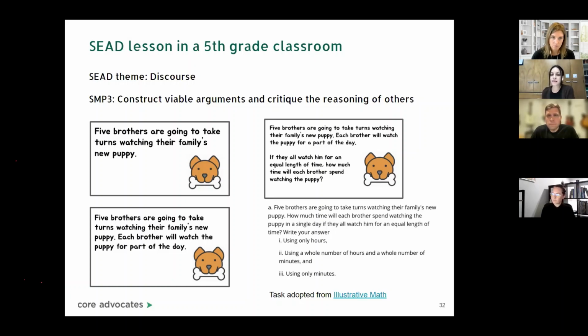I decided to take that section out of my problem and make it more open-ended so that naturally students were writing their responses in different ways. And so that after our lesson, we could talk about the different answers that we came up with and compare and connect how they were similar and how they were different.